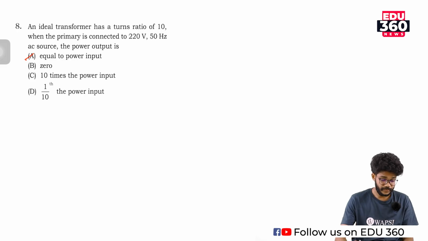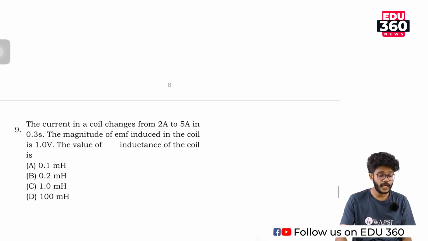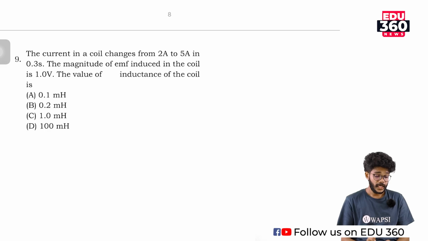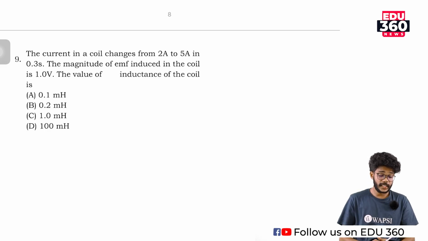Then we can move to the last question in this section. The current in a coil changes from 2 ampere to 5 ampere in 0.3 seconds. The time duration is given as 0.3 seconds. The magnitude of EMF induced in the coil is 1 volt. Find the value of inductance of the coil.